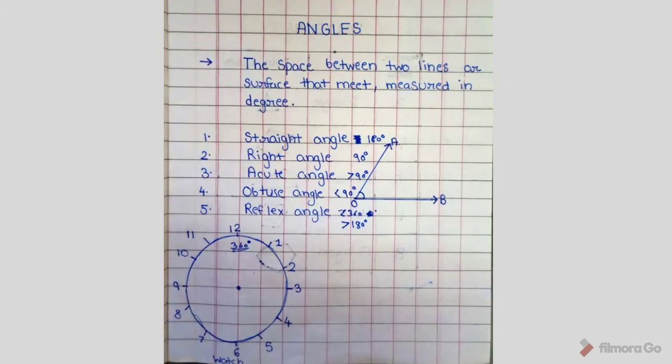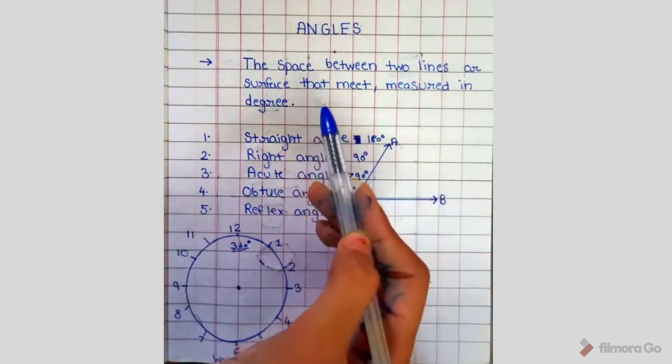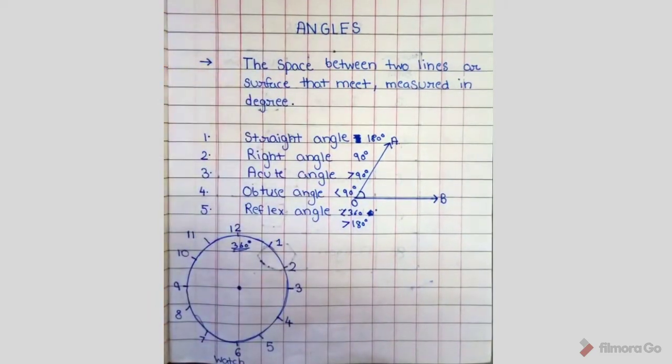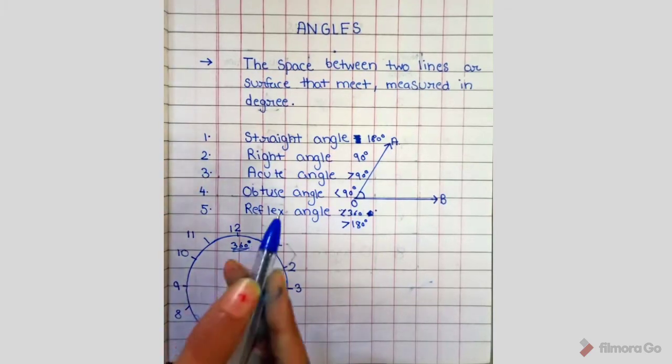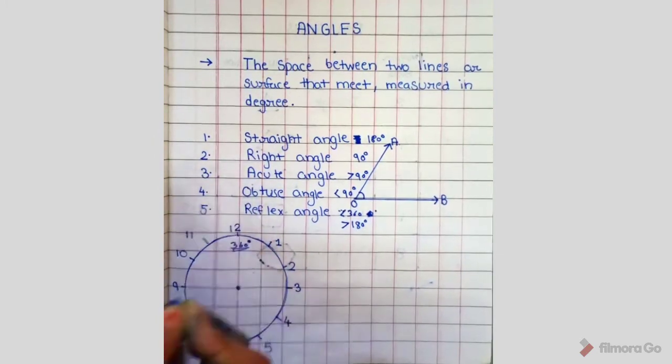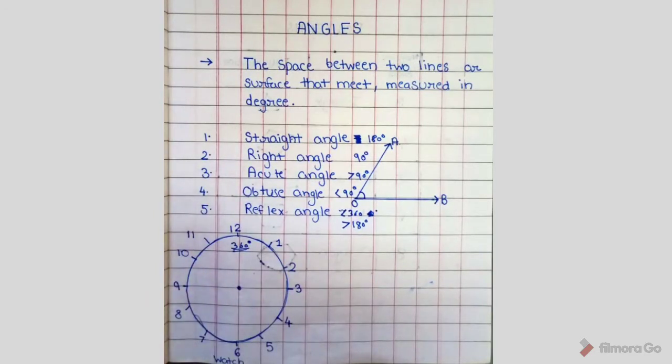So what are angles? An angle is the space between two lines or surfaces that meet, measured in degrees. There are various types of angles: straight angle, right angle, acute angle, obtuse angle and reflex angle. So we will discuss a little bit about all of them.